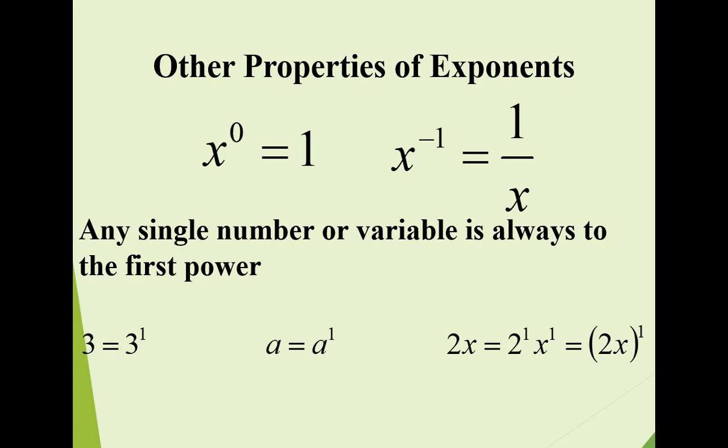Any single number or variable is always to the first power. So for example, if you have 3, 3 is the same thing as 3 to the 1. a is the same thing as a to the 1. 2x is the same thing as 2 to the 1 times x to the 1, which is equal to 2x to the power of 1. So whenever you see a number by itself, remember that it is raised to the power of 1.